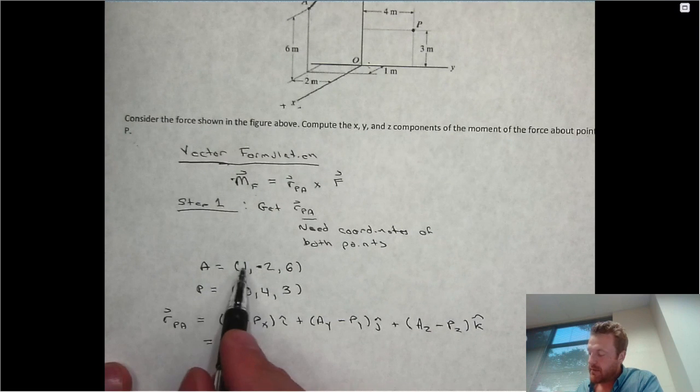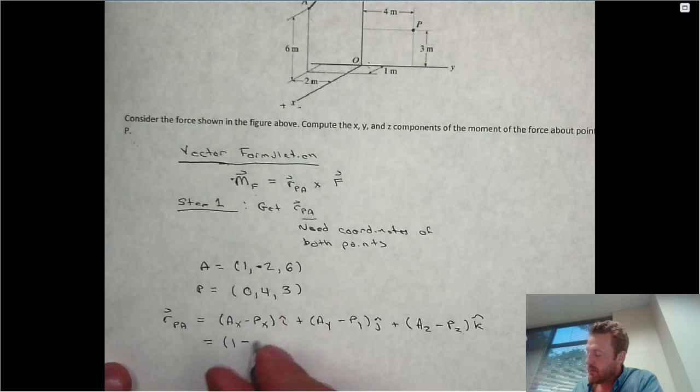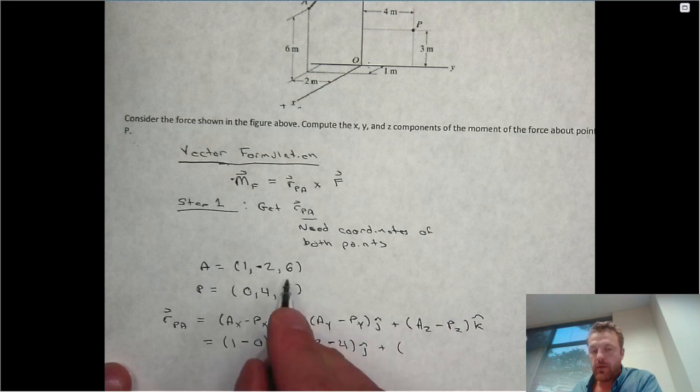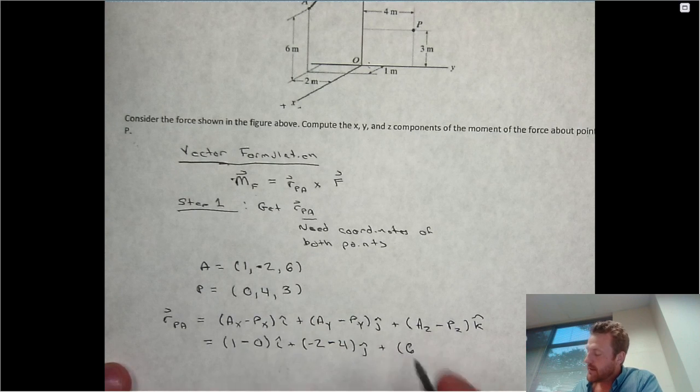Well, I just need to substitute in. The x coordinate of A was 1. The x coordinate of P is 0. The y coordinate of A is minus 2. The y coordinate of P, that's kind of hard to see there, is 4. So minus 2 minus 4, that is the j hat component. And the z coordinate of A is 6. The z coordinate of P is 3.